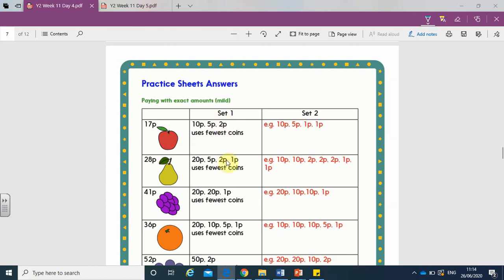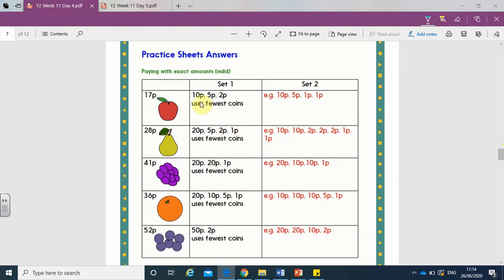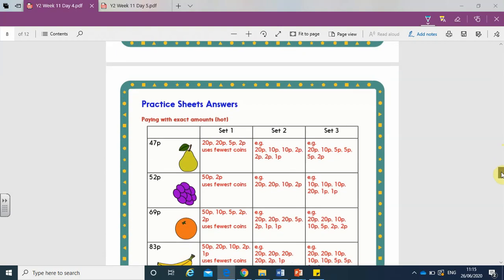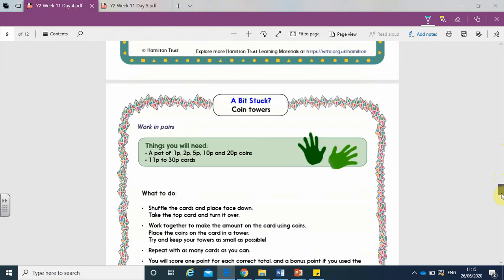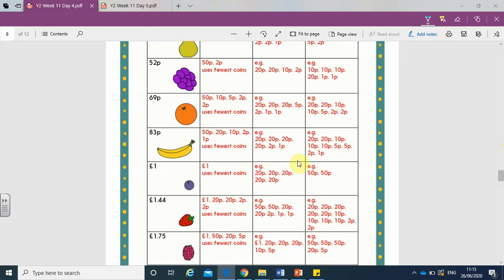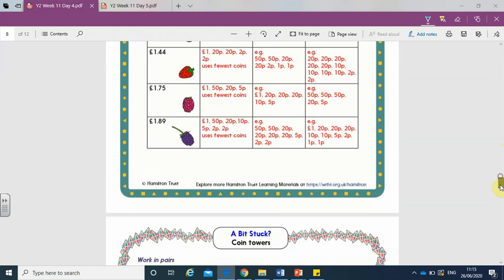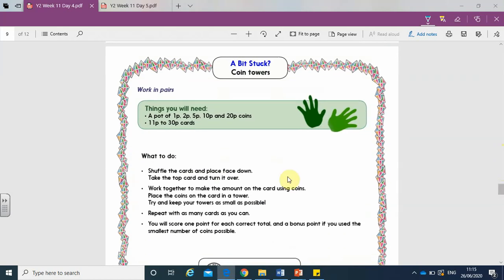This one saying uses the fewest amounts with set 1, which is how I said it, and set 2, or they use my little cheat here. Great strategy, isn't it? To just change the 2s for the 1s, and that's how I would do it. And there's some more examples there. And yours might not be exactly the same as that. There's loads of different ways to do it. A little bit stuck, that's no problem. It's never a problem if you're unsure.